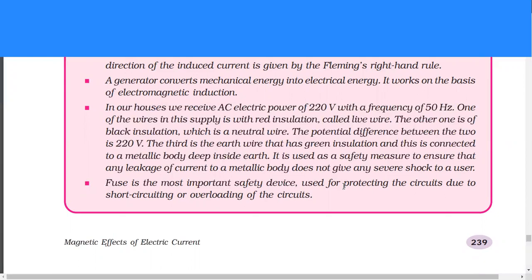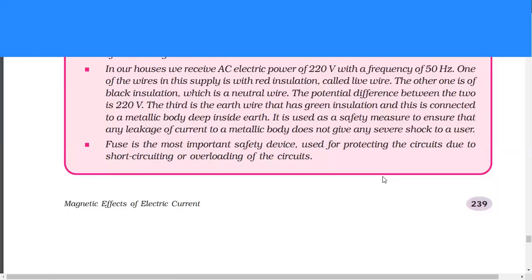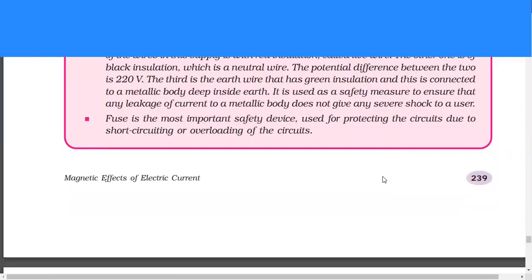The third is an earth wire that has green insulation, and this is connected to a metallic body deep inside the earth. It is used as a safety measure to ensure that any leakage of a current to a metallic body doesn't give any severe shock to a user.